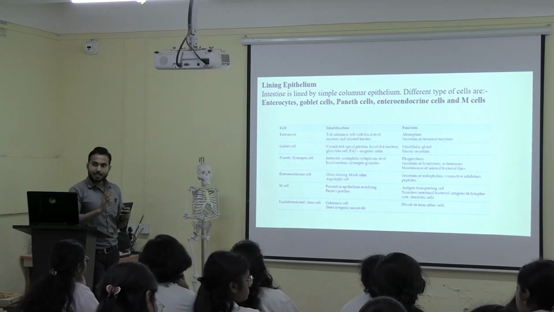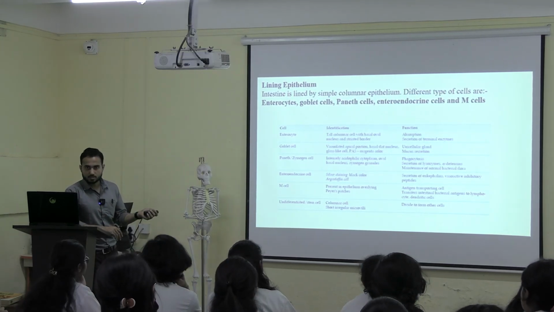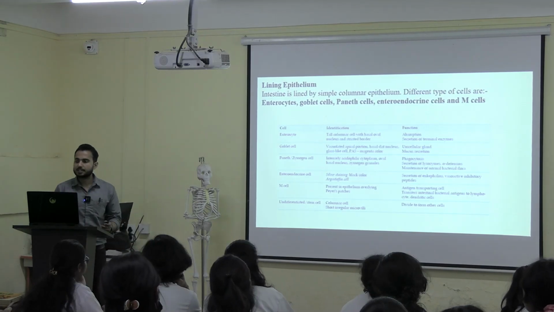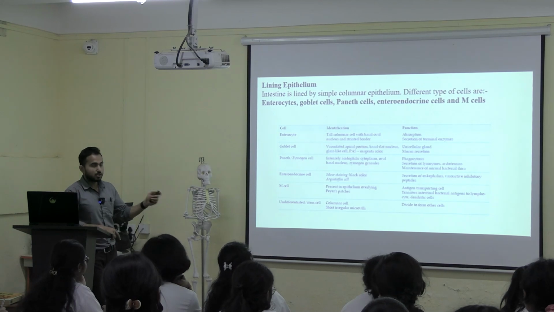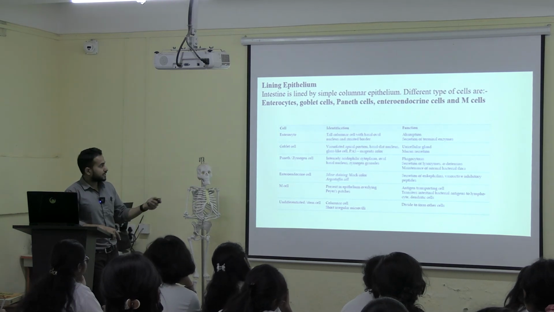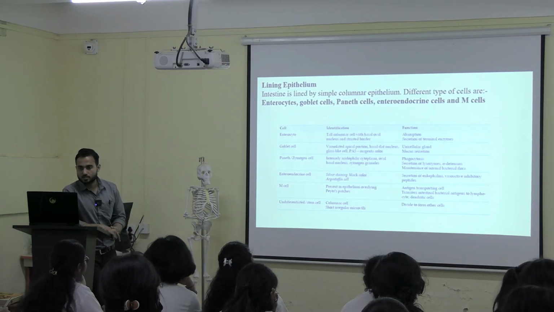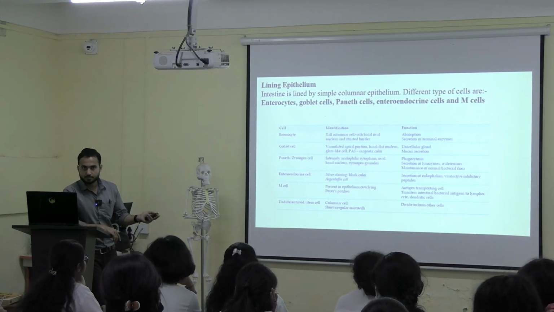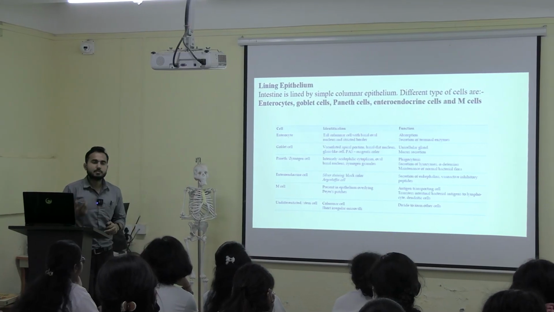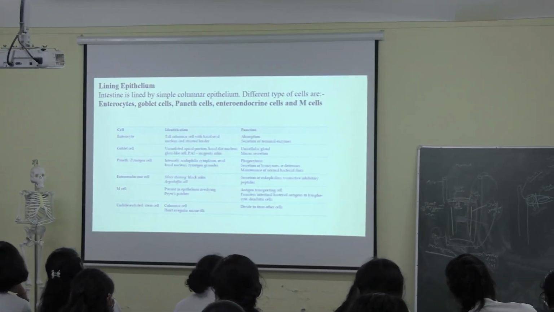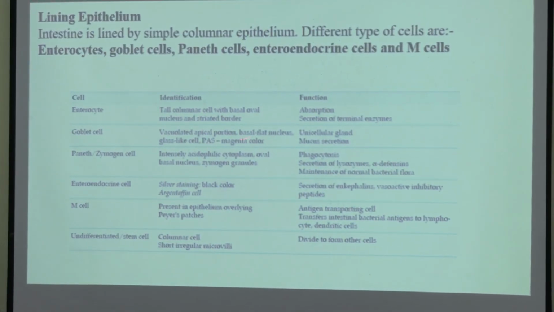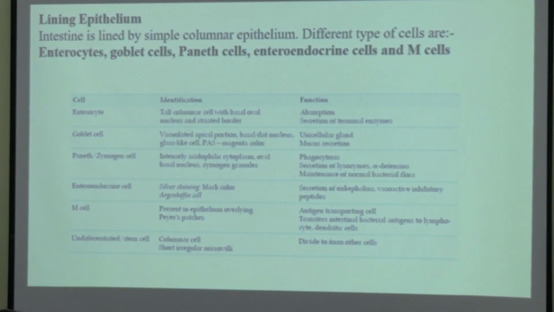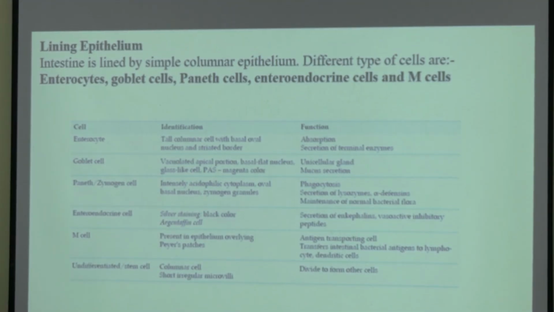Now, along with the lining epithelium, other cells are also present. You can see the list of the other cells which are present. Mostly they are present in the intestinal glands, which are present in the lamina propria. Just now I have shown you the intestinal glands. So what will be in the gland? Cells will be there, and from those cells only secretion will take place. So where are most of the cells present? They are present in the intestinal glands.